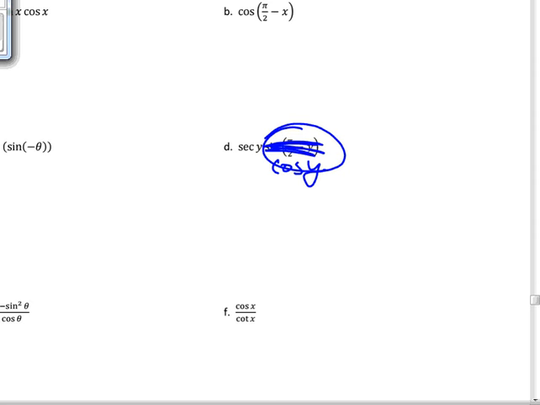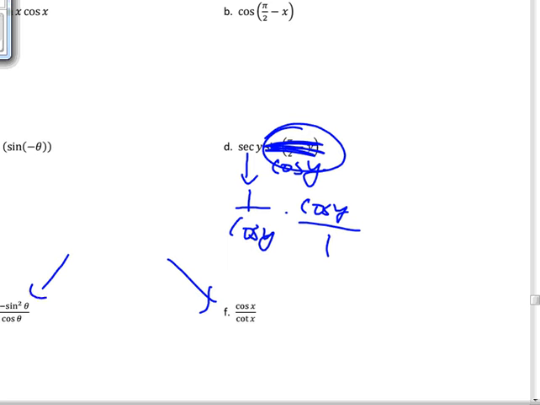So now this one turns into 1 over cosine times this one's cosine, and I can always put it over 1, and then those will cancel out and it'll be easy peasy. Right? This is another good one for make everything into cosines and sines. So, all right, moving on.